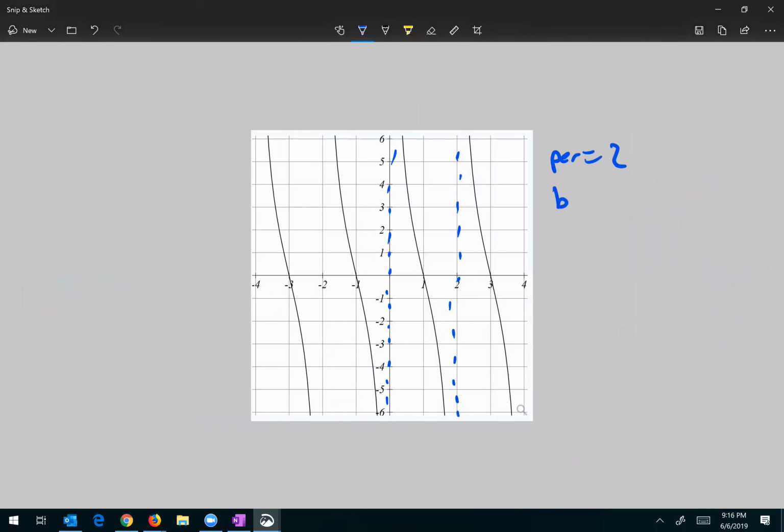So my b, my coefficient of x, is pi, the normal period, over that 2. So that's all I need there. Because the midpoint is right on the x-axis, there's no vertical shift. Since I have an asymptote on the y-axis, there's also no horizontal shift, as long as I use cotangent. And this one's going the right direction for cotangent anyways.